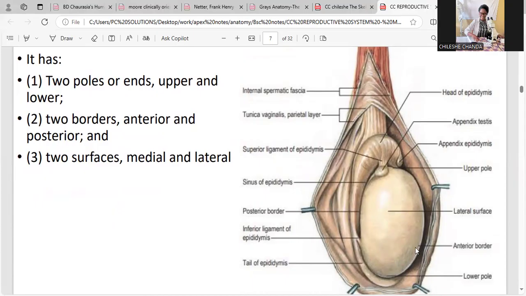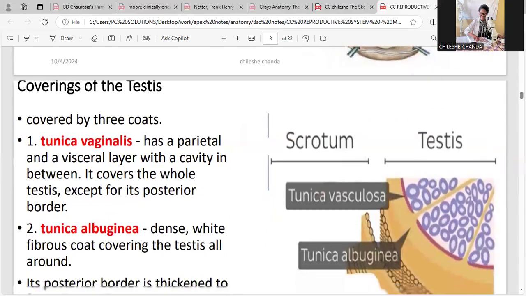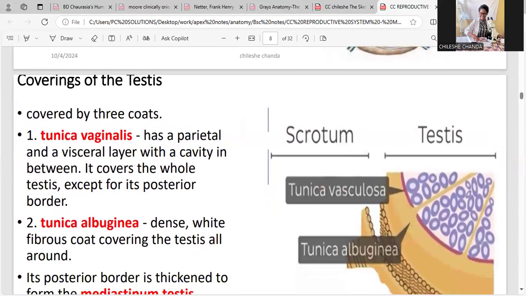We have this border here, which is an anterior border, and then we have this border here, which is a posterior border. Then it is described as having two surfaces. We have a medial surface, which is the one facing the inside of the thighs, and on the other side a lateral surface, which is facing the outside of the thighs. And so that is how it is made up.